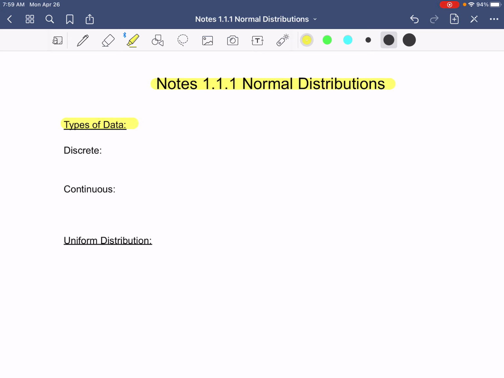The first thing we're going to talk about is that there are two types of data that you can see, discrete and continuous. Discrete just means that your values are going to have gaps in between, so it's just a set of values with gaps between the numbers.